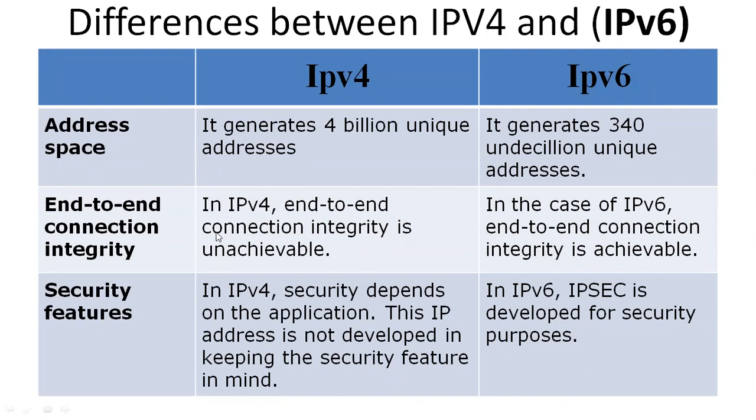And then end-to-end connection integrity. What is end-to-end connection integrity? In IP version 4, end-to-end connection integrity is unachievable. In IP version 6, because of the 2 power 128 addresses, end-to-end connection integrity is achievable. And then security features: in IP version 4 it depends upon the application, and the address was not developed keeping security in mind. IP version 6 has IPsec, developed for security purposes.